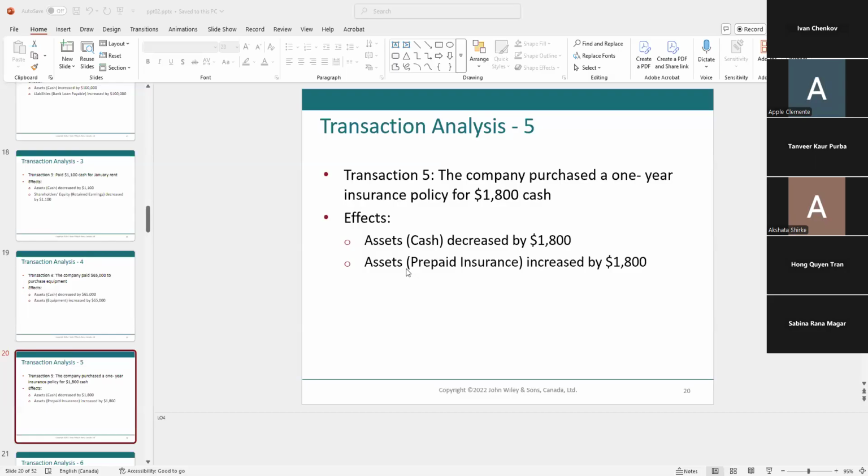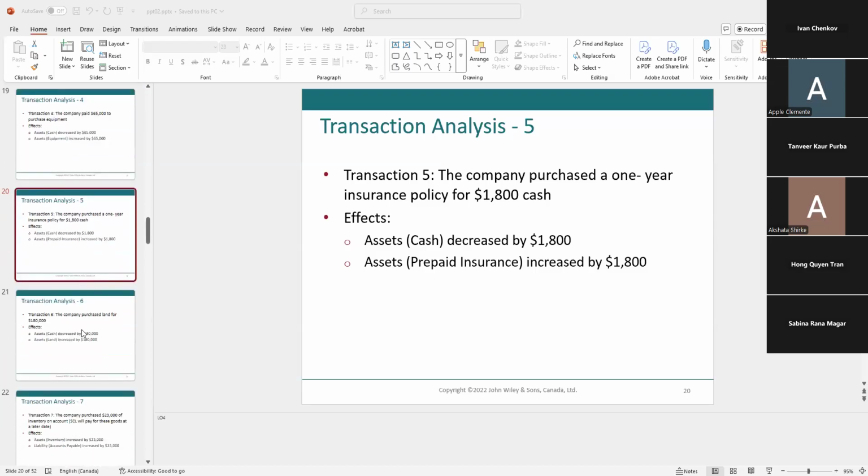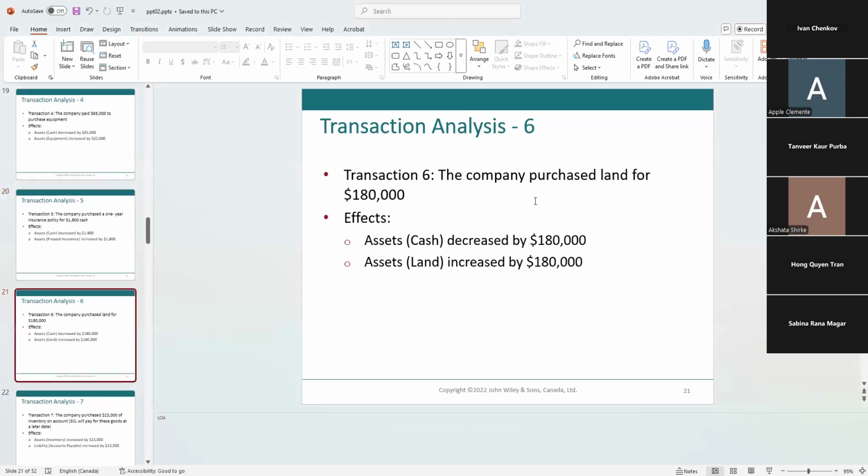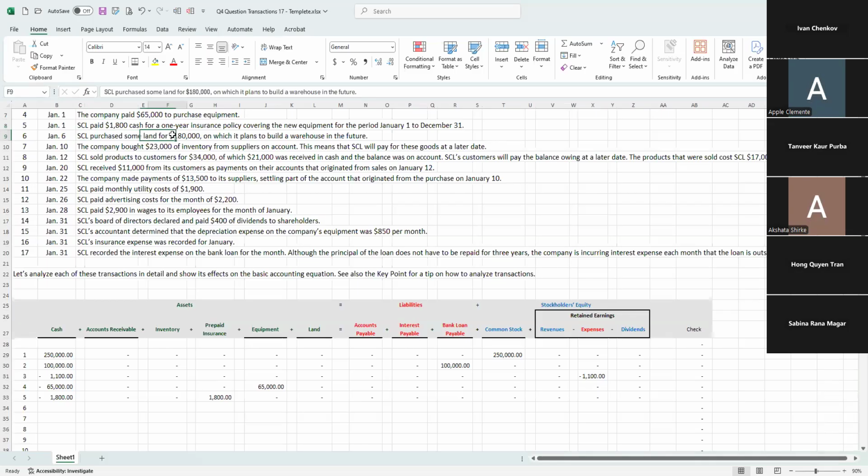Let's go to slides now. We're done with the insurance, right? We purchased that insurance. Let's see the next one. Now, the company purchased land for $180,000. Okay, let's do that in our Excel spreadsheet. That should be straightforward, right? We purchase land for $180,000 so we can build our warehouse in the future. But we pay in cash.